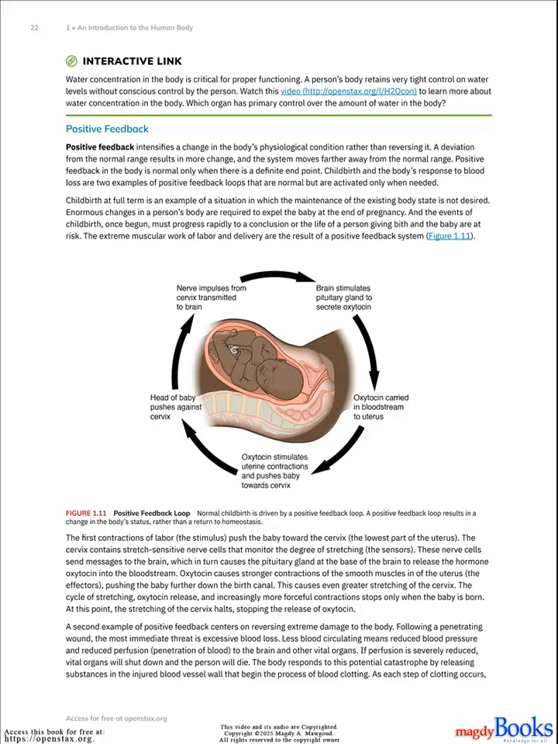Childbirth and the body's response to blood loss are two examples of positive feedback loops that are normal but are activated only when needed. Childbirth at full term is an example of a situation in which the maintenance of the existing body state is not desired. Enormous changes in a person's body are required to expel the baby at the end of pregnancy. And the events of childbirth, once begun, must progress rapidly to a conclusion or the life of a person giving birth and the baby are at risk. The extreme muscular work of labor and delivery are the result of a positive feedback system.